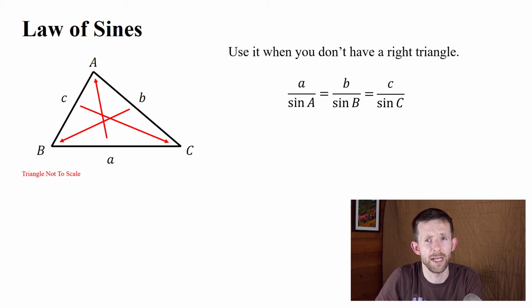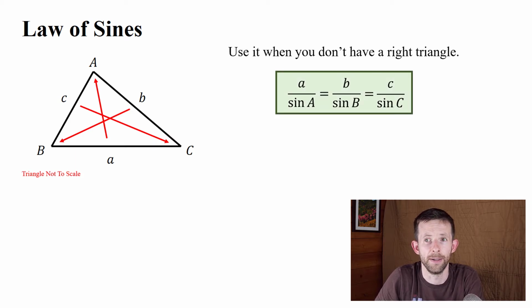And with applications, we're only going to use 2 out of the 3 of those. So a over sine of A is the same as b over sine of B, which is the same as side c over the sine of C. And that's the law of sines. So let's look at an application.